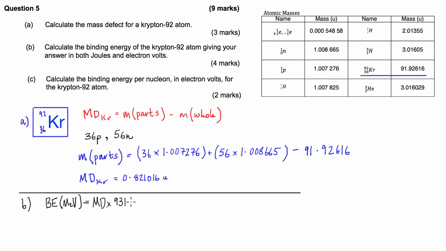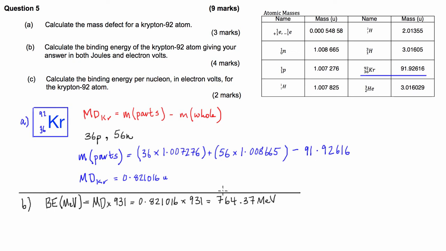So what we can do from there is, this is equal to 0.821016 multiplied by 931. And we get a binding energy of 764.37 mega electron volts.